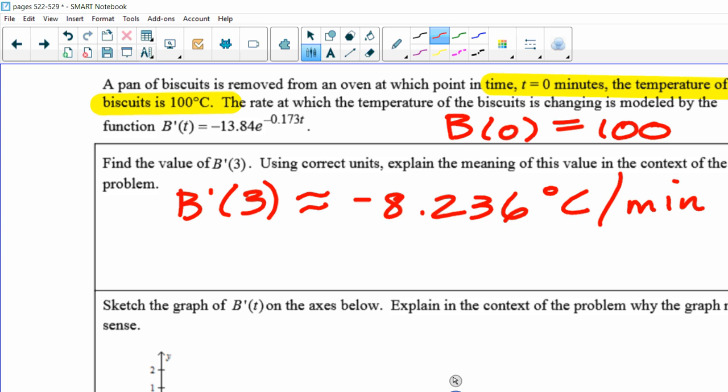No, if you do, that's wrong. You say decreasing at 8, or changing at a rate of negative. You see the difference? I would count that wrong because that doesn't make sense.